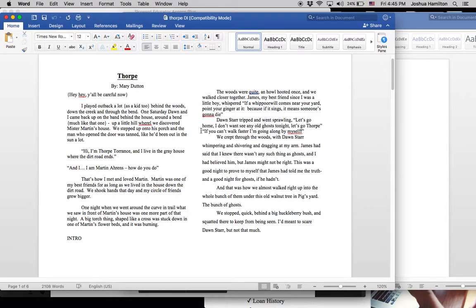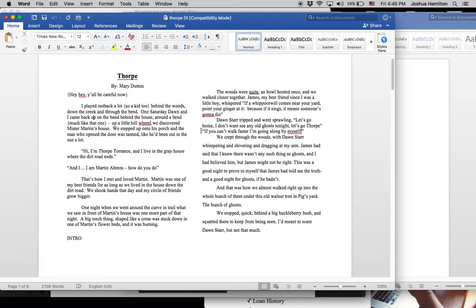I played out back a lot as a kid, behind the woods and down the creek and through the bend. One Saturday, Dawn and I came up on the bend behind the house, around a bend much like that one, and up a little hill we discovered Mr. Martin's house. We stepped onto his porch, and the man who opened the door was tanned, like he'd been out in the sun a lot.